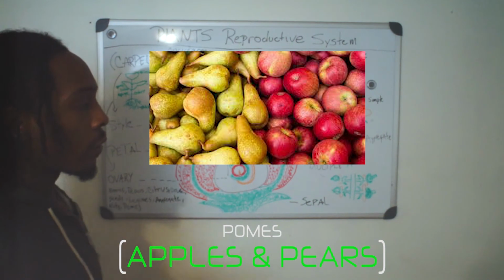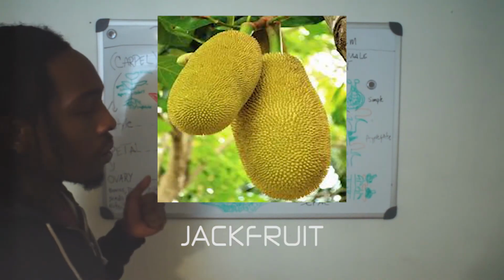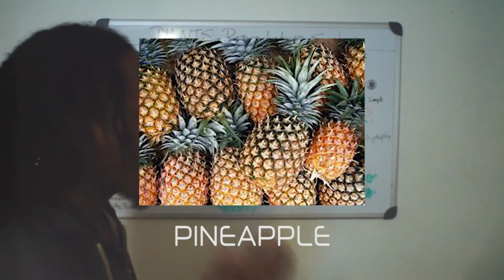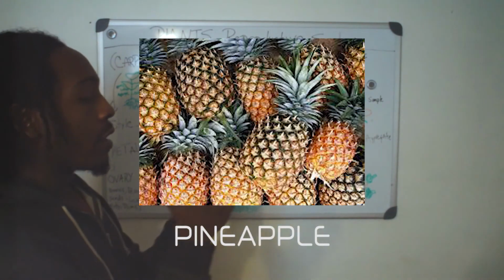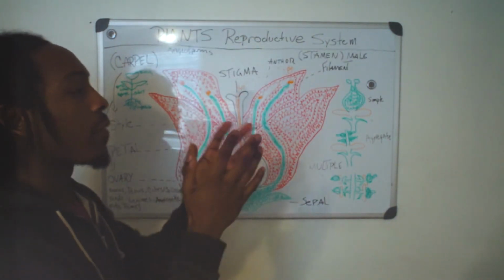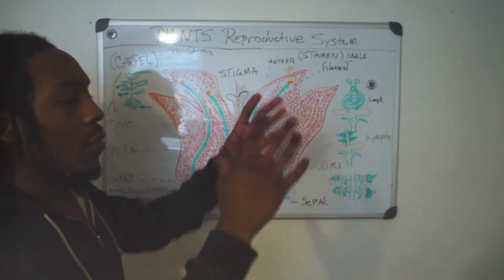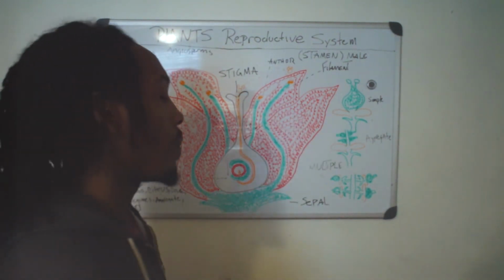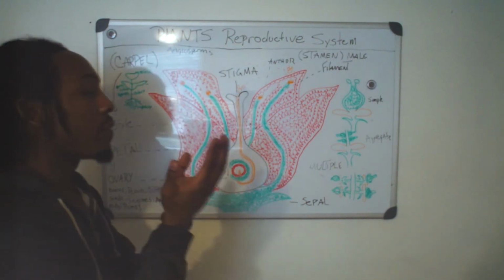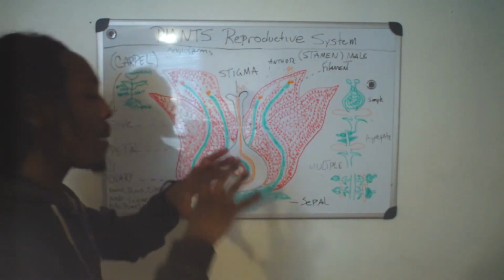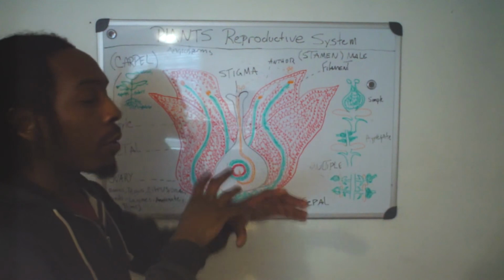Then you got other fruits like jackfruit and pineapple, which is actually one big flower. It's like a bunch of flowers that make up one flower. That's why it's like little petals on the outside and it looks so artistic on the outside of a pineapple, because it's actually a bunch of flowers with a bunch of fruit. So pineapple is one big flower with a bunch of fruits in it.